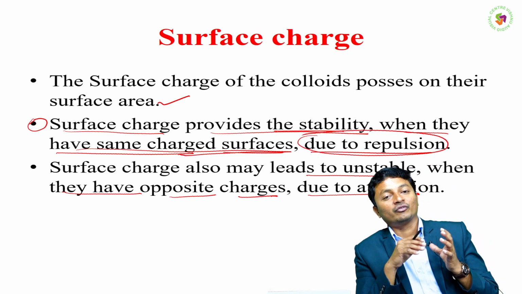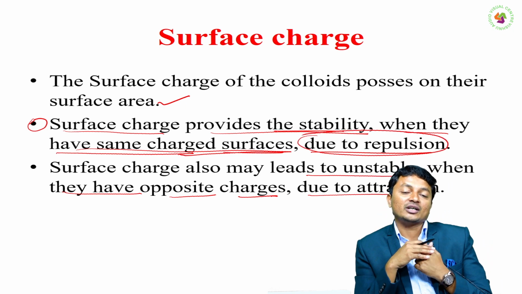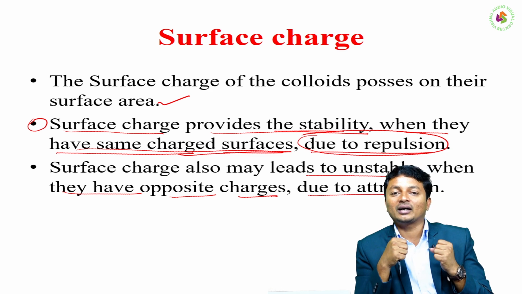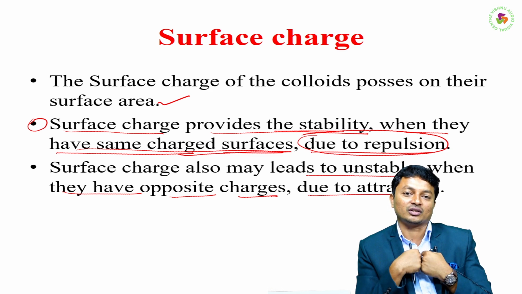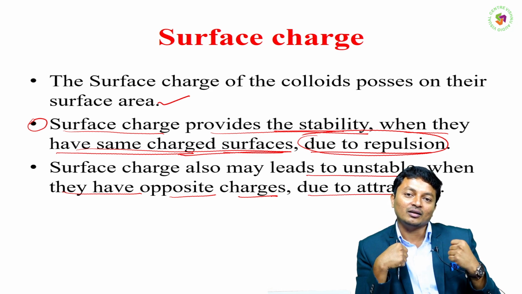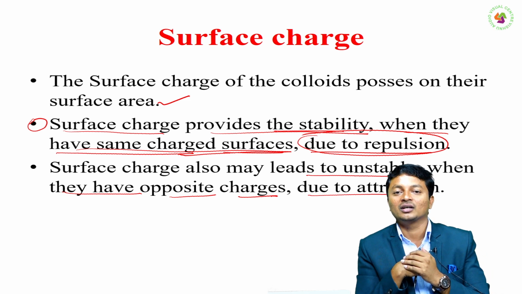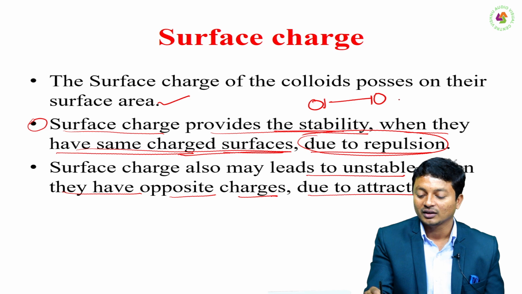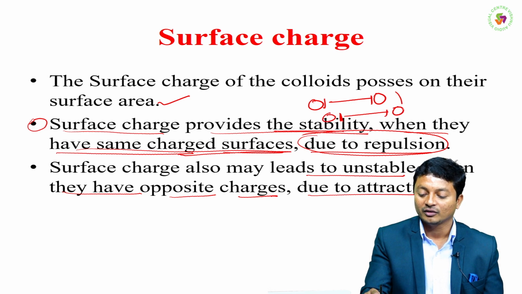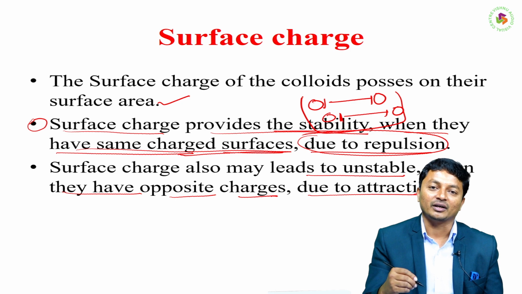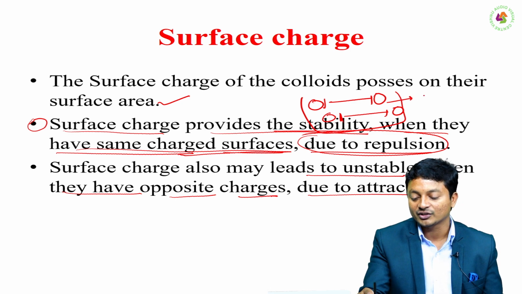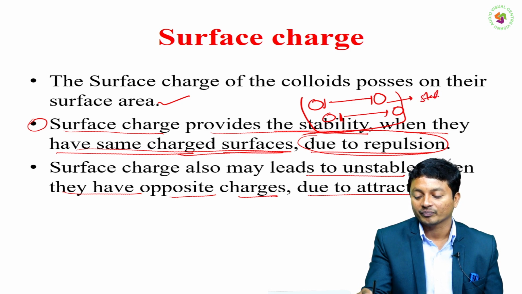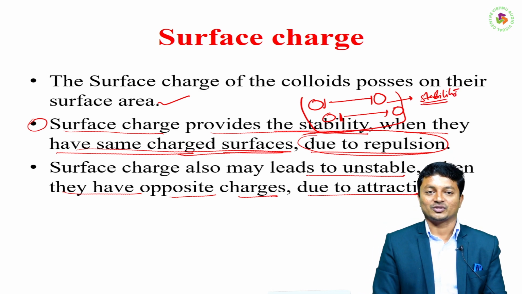As we know, when we are dealing with same charge particles, the particles will repel each other. That means they will move away from each other. So when the particles are moving away from each other, they will be freely dispersed. These particles will be freely dispersed in a particular substance. This may lead to the stability of the particular colloidal substance.